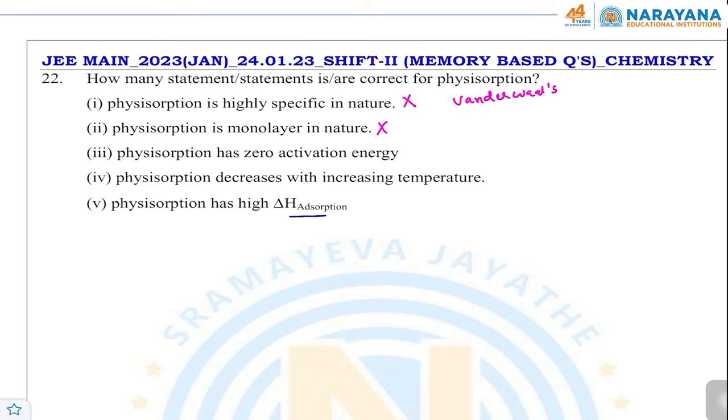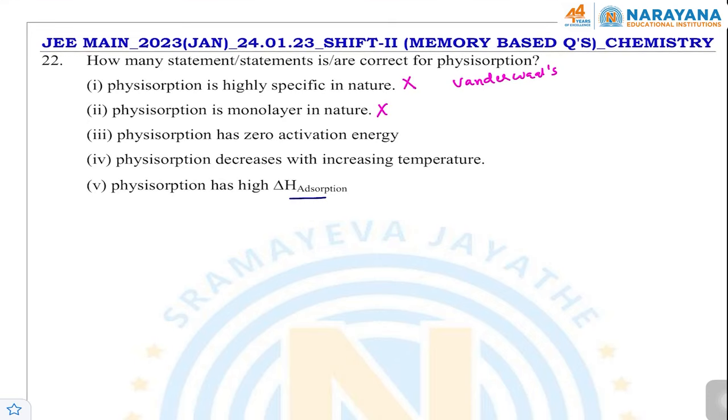After formation of a chemical bond with one set of species, it cannot form a chemical bond with the other species in the same direction. So chemisorption is monolayer. Physisorption has zero activation energy. This is correct because this is just van der Waals forces. It does not require any activation, whereas chemisorption requires activation.